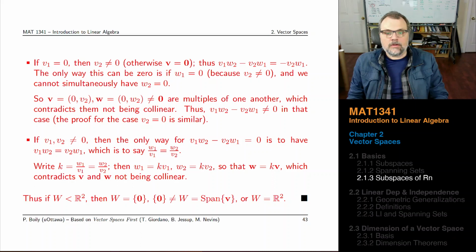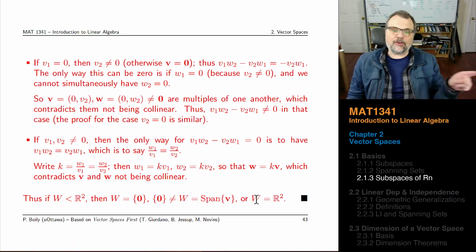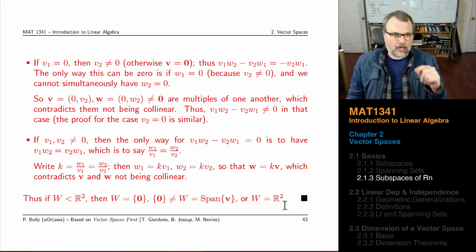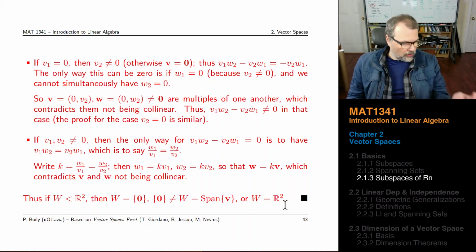Okay, then we've shown that if W is a subspace of R squared, then either it is the 0 subspace, or it is the span of a non-zero vector, so a line through the origin, or that it is the entirety of R squared. These are the only options. So for R, the only options are the 0 subspace and R in its entirety. For R squared, the only options are the 0 subspace, a line through the origin, there's infinitely many of them, and the full R squared.